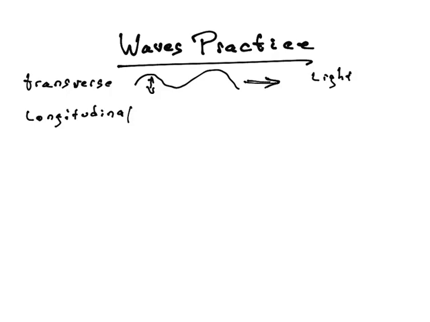And this is light. One of the transverse wave examples is light, and so this is the important one for us. Longitudinal, however, is the opposite. This is where the oscillations of the wave actually occur in the same direction as the motion, and this is sound.